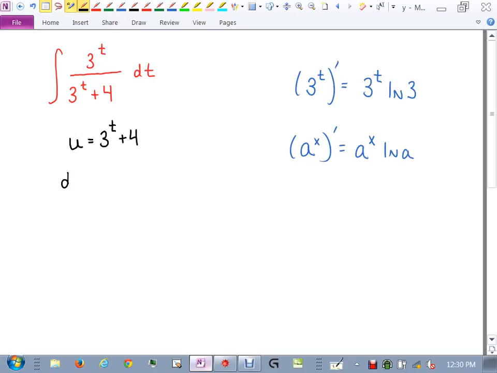Then my derivative, we said, would be what? 3 to the t natural log 3 dt. Just don't forget that dt out there. Sorry, dt. My variable is t.